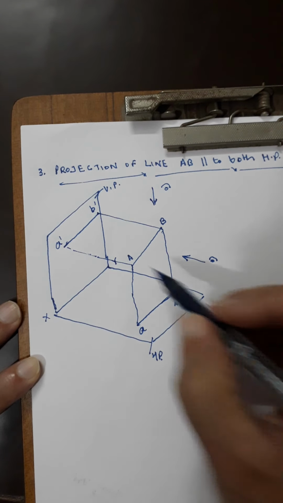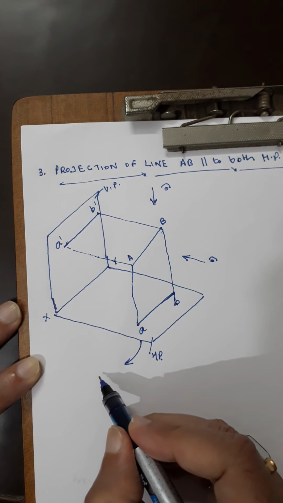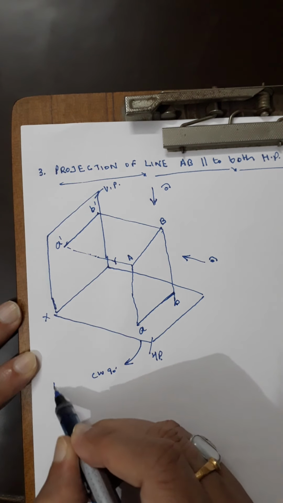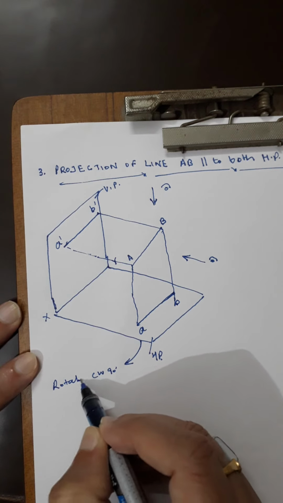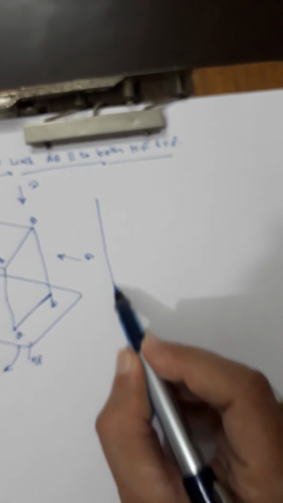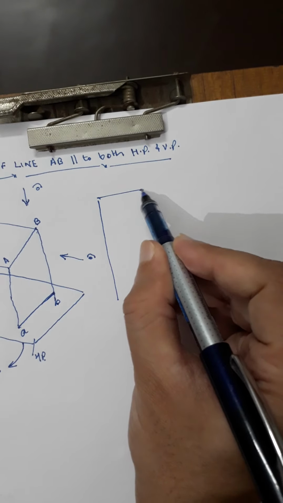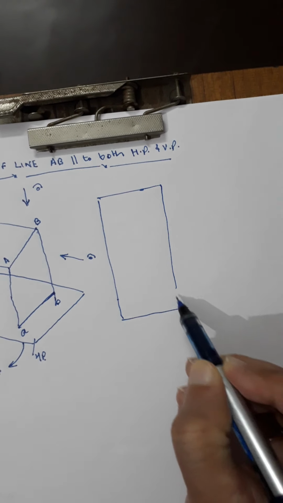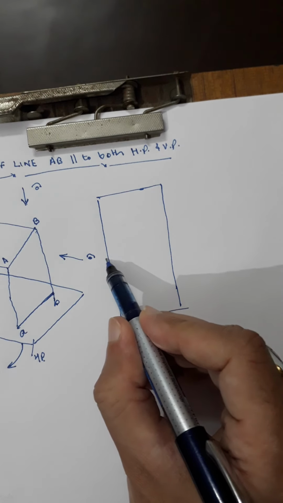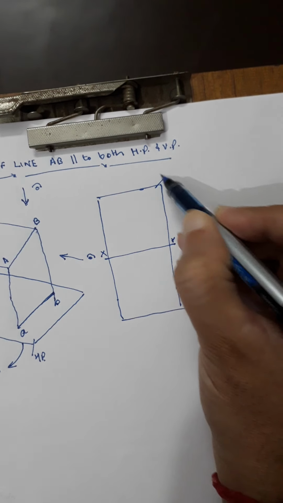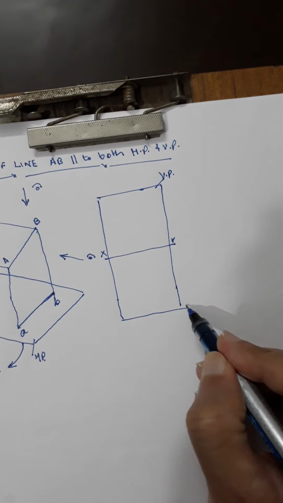Now the rule remains the same. You have to rotate HP clockwise 90 degrees. What will happen if you rotate it? It will be opened up. The vertical plane and the horizontal plane will be coplanar. This is separated by the XY line. This will be the vertical plane, and this will be the horizontal plane.